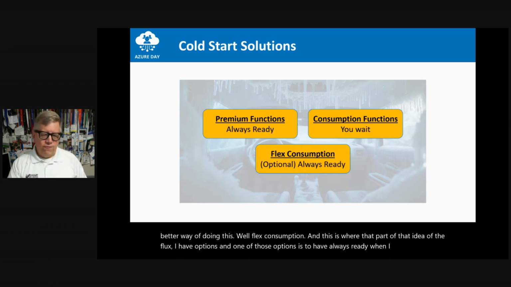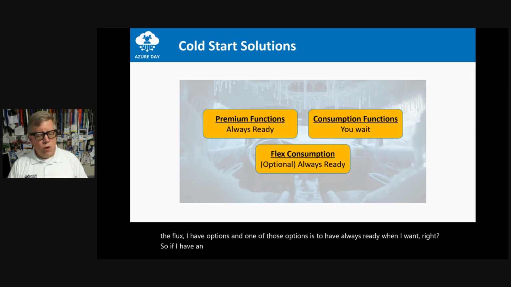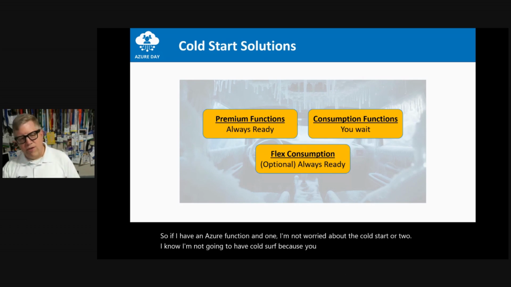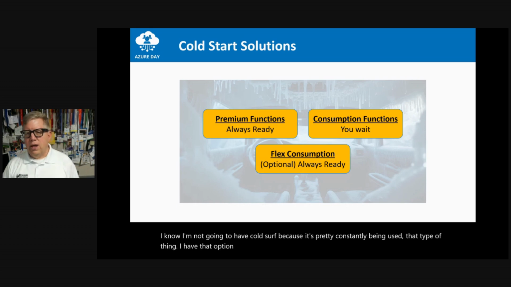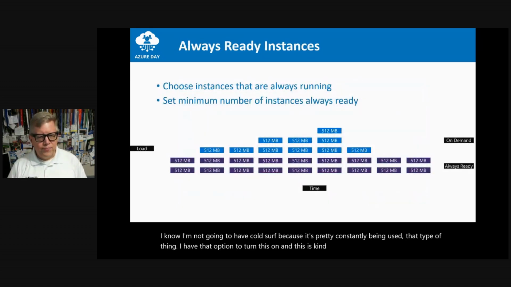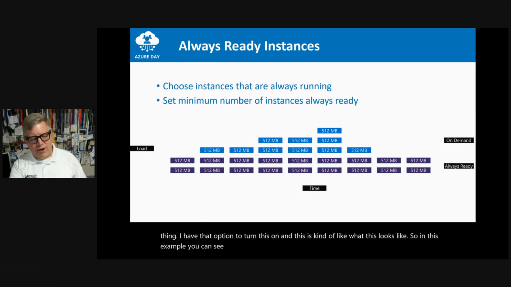So if I have an Azure function and one, I'm not worried about the cold start, or two, I know I'm not going to have cold starts because it's pretty constantly being used, that type of thing, I have that option to turn this on. And this is kind of what this looks like. In this example, you can see that this Azure function app is set up to have 2 instances always running, and then as demand kicked in, it started loading up those Azure functions.